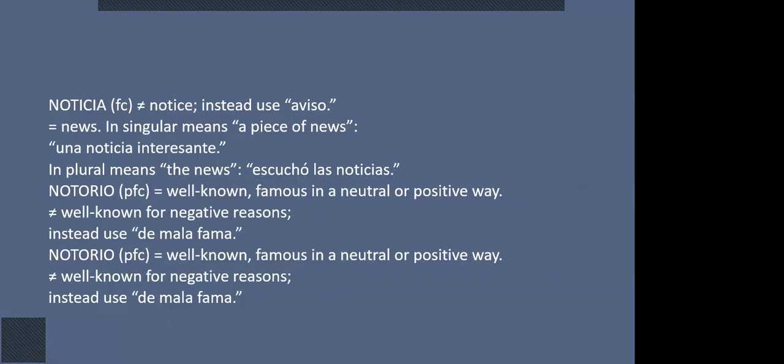We know that. Notorio, partial false cognate, right? Well known, famous in a neutral or positive way. Okay? So that's notorio, well known. But not the same as well known for negative reasons, de mala fama, infamous, right? Famous or infamous, that's a different thing. We also have notorio. Oh, well, that's repeated. So in general terms, notorio is an interesting word because that'll be famous, but not infamous, el infame, right? De mala fama. That's a different thing.